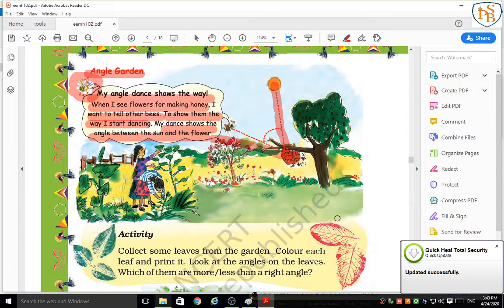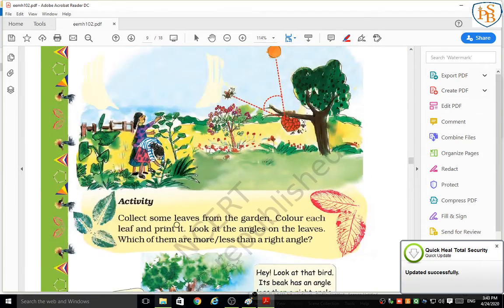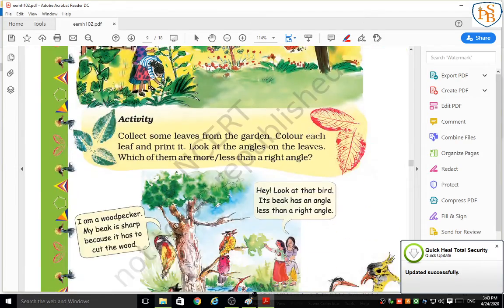Okay. So this angle shows us, if we see, less than 90 degree. Okay student, now again you have to do one activity, simple activity. Collect some leaves from the garden. Everywhere we can see a different type of leaves. From that you have to collect few.